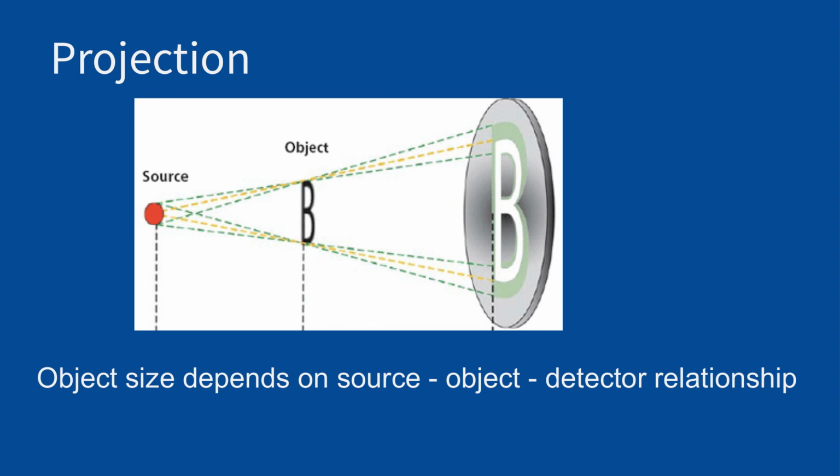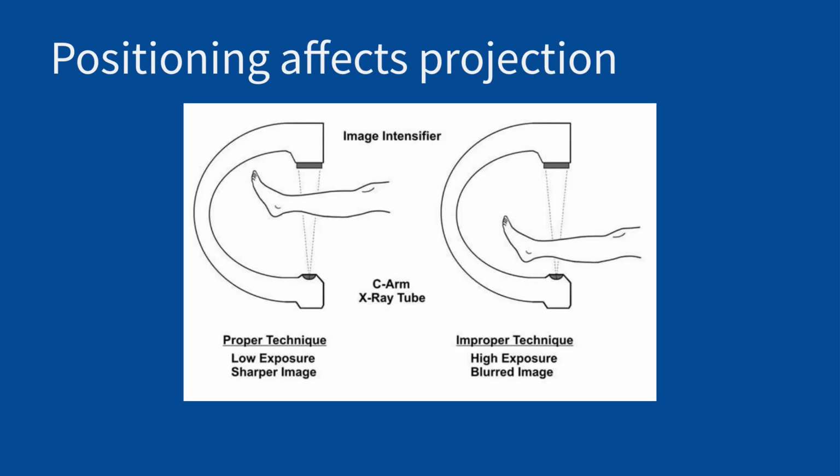So this gives us the concept of the source-object-detector relationship, and that can quite vary how magnified our image is. Now, if I want to magnify the object more on my field of view on my detector, what I can do is decrease the source-object distance, bring the object closer to the source, and what I will see is an enlargement of the image on the detector. So one thing we want to do is change the beam as little as possible once it leaves the patient.